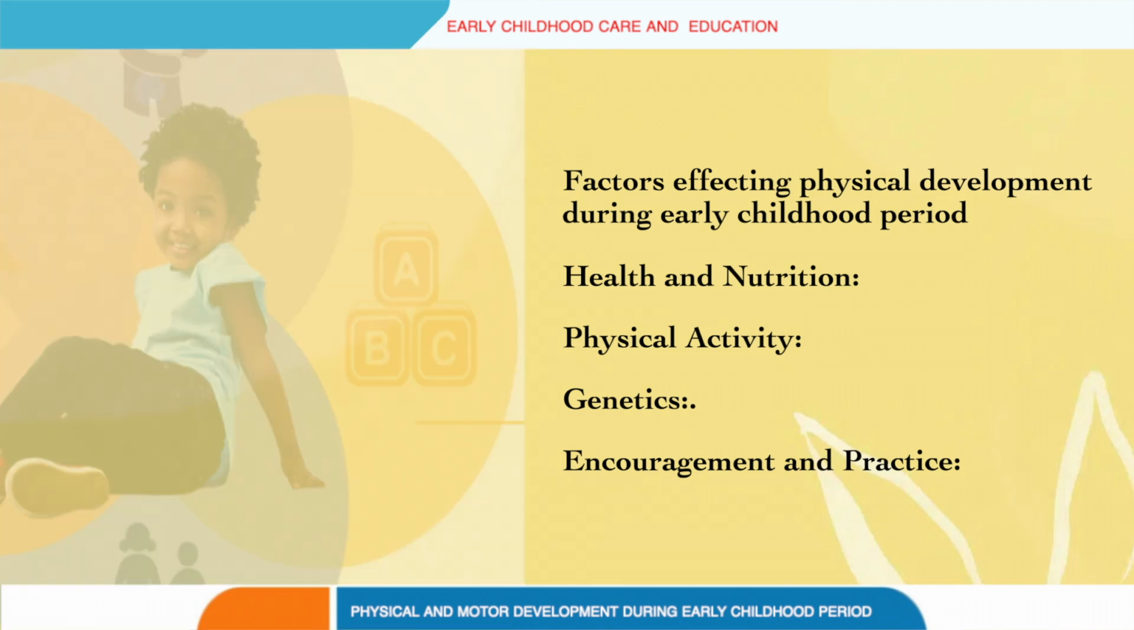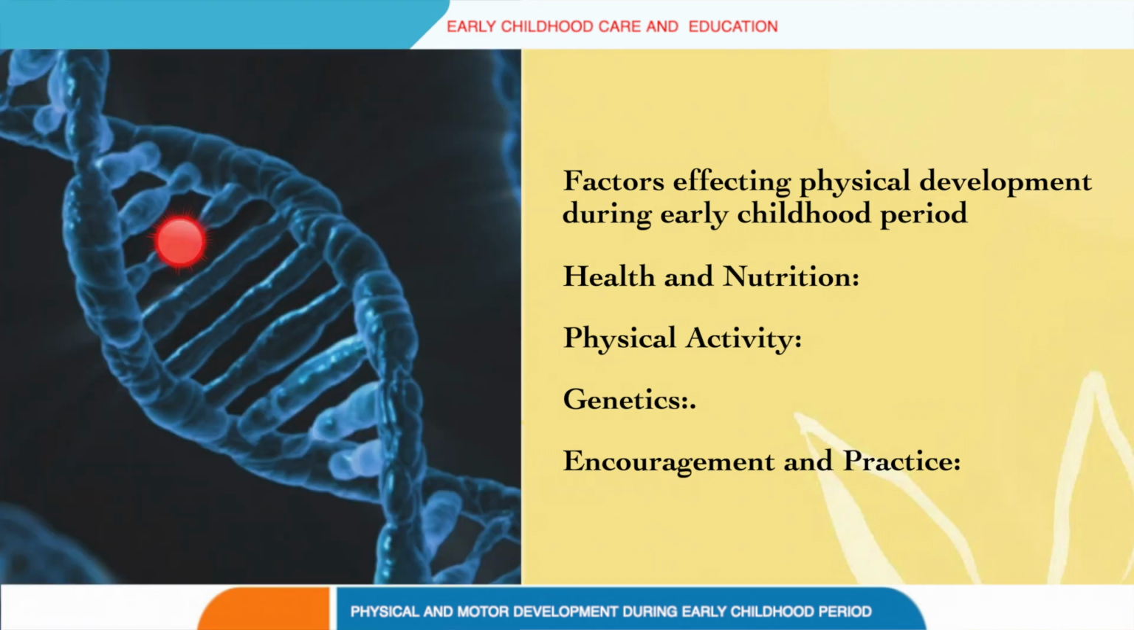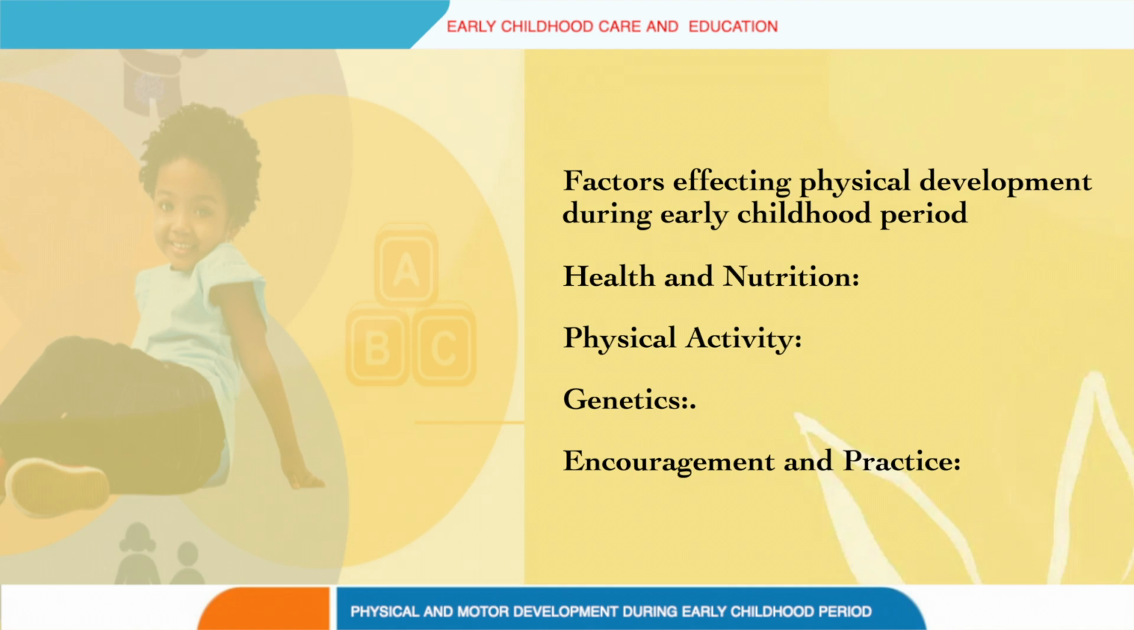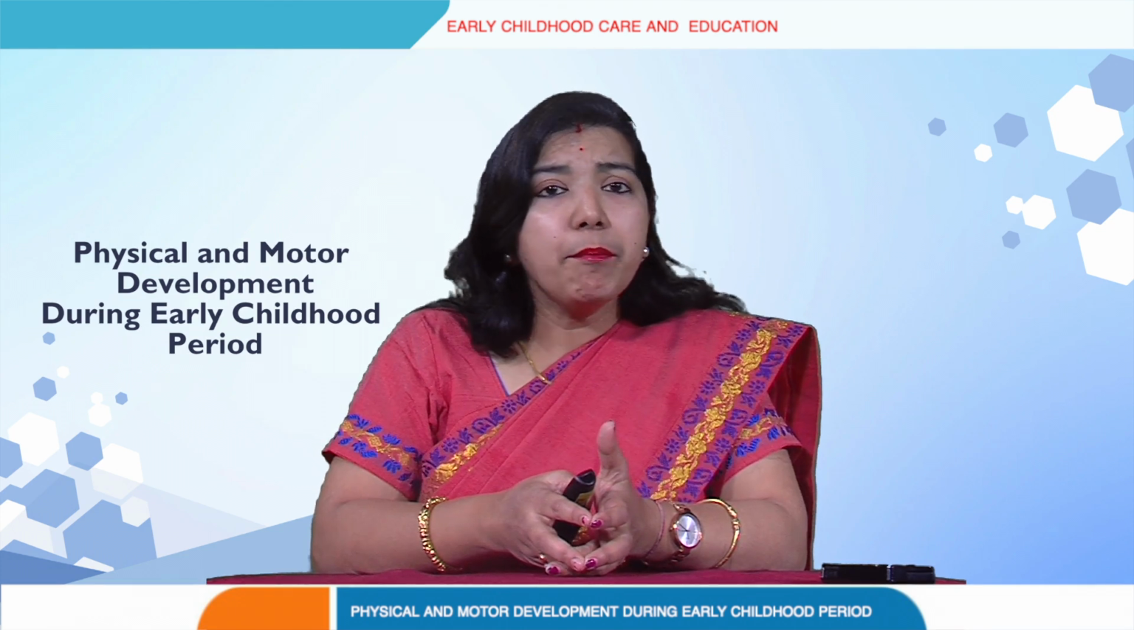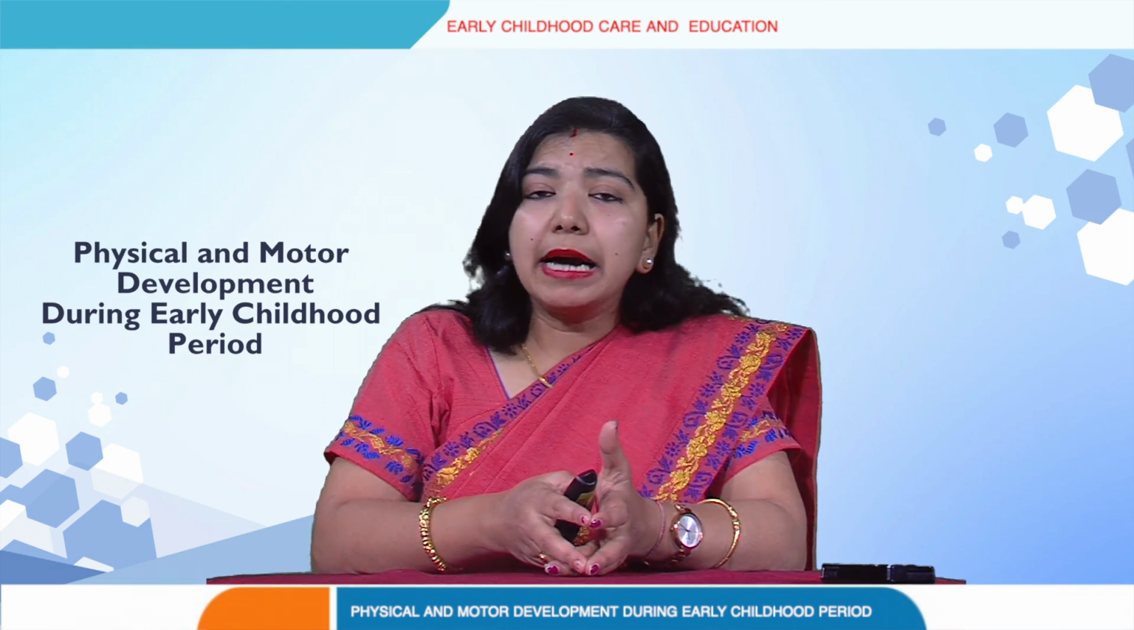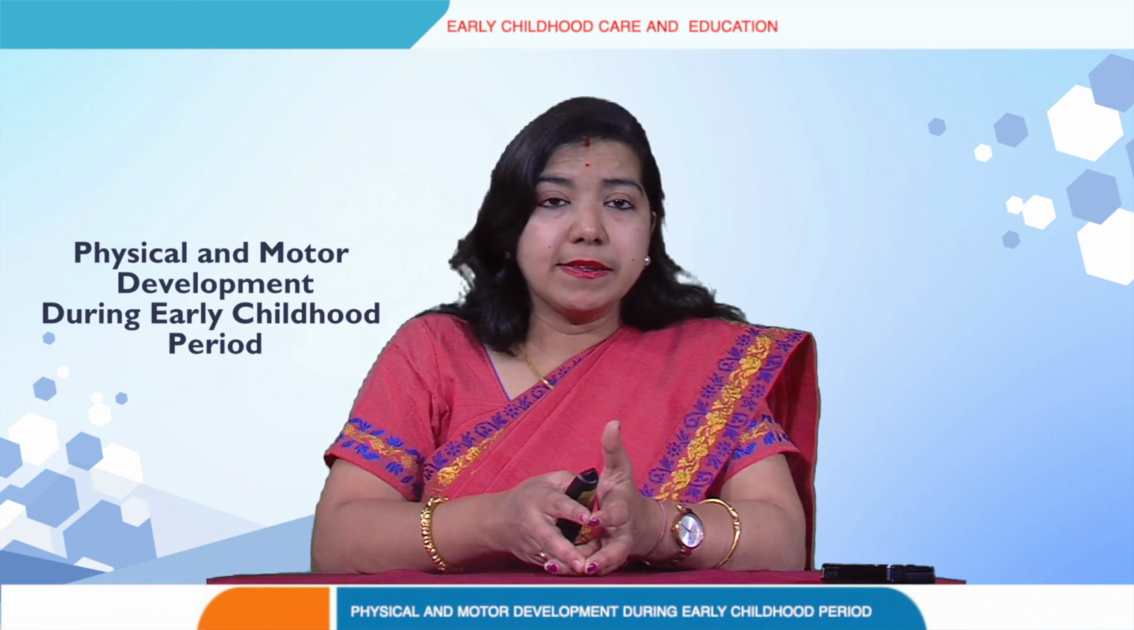Then the third one is genetics, that is heredity. Some children naturally develop motor skills faster or slower based on their genetic factors. Then encouragement and practice. Of course, parents and teachers must encourage children for their motor and physical development. Active parental involvement and opportunities for practice accelerate the progress.